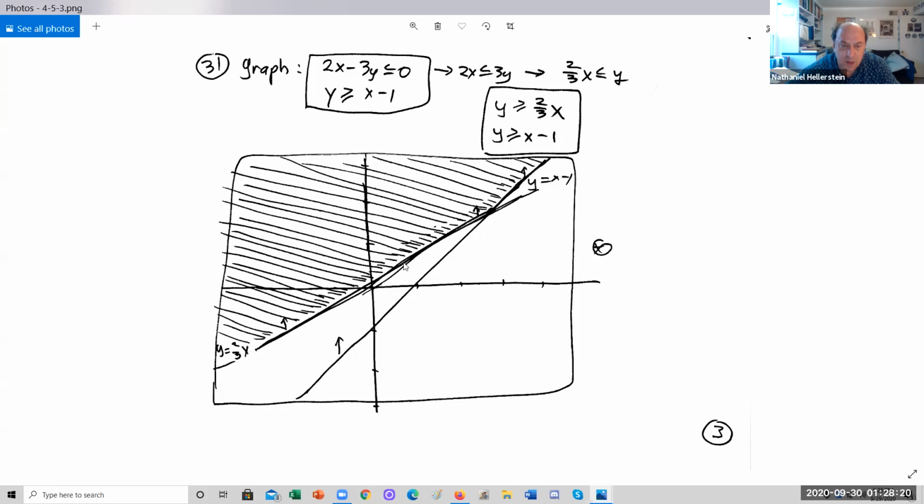Here's the 2/3 x line. We want to have above that line. y is at least 2/3 x. Here's the y equals x minus 1 line. We want above that, so above this line. So above this line and above this line, it's going to be this quarter of the plane where they meet here. There's a very shallow meeting point here. Not this quarter, nor this quarter, nor this quarter, but just this.